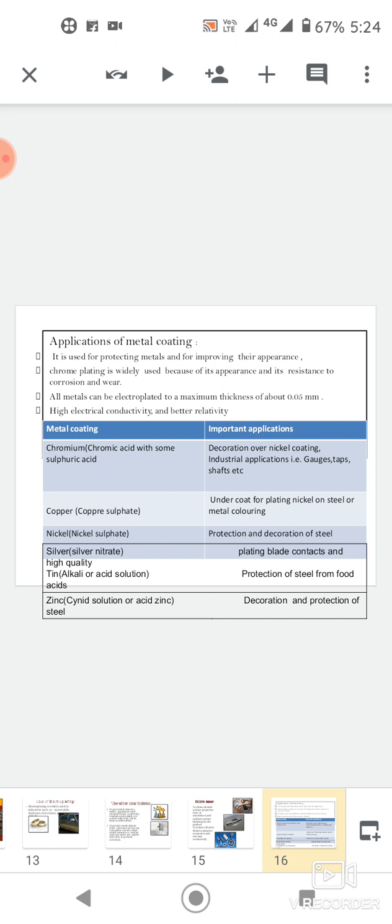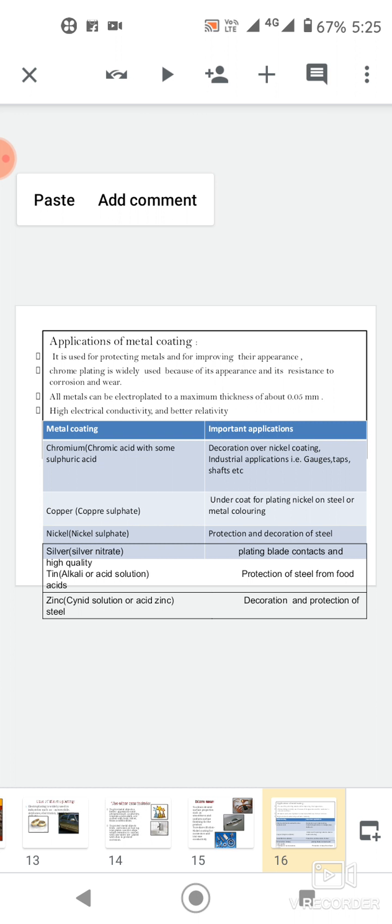Application: decoration over nickel coatings, industrial applications, means gauges, taps, shafts, etc. Copper, copper sulfate. It is used for plating nickel on steel or metal coloring. Next one is the nickel, nickel sulfate. Protection and decoration of steel.